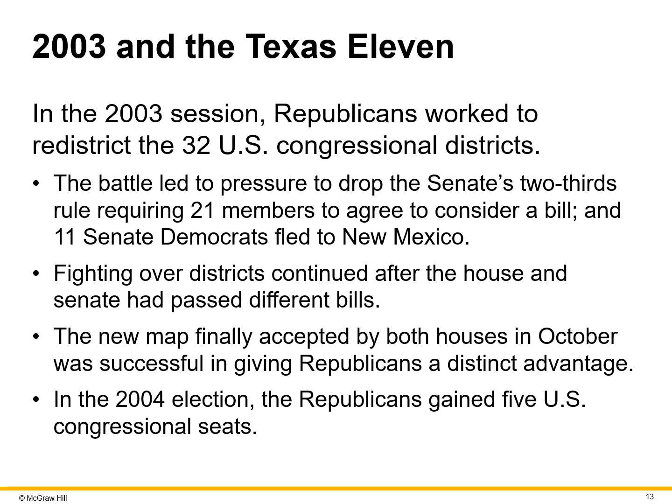In the 2003 session, Republicans worked to redistrict the 32 U.S. congressional districts. The battle led to pressure to drop the Senate's 2/3 rule requiring 21 members to agree to consider a bill, and 11 state senators fled to New Mexico. Fighting over districts continues after the House and the Senate passed different bills. The new map, finally accepted by both houses in October, was successful in giving Republicans a distinct advantage. In the 2004 election, the Republicans gained 5 U.S. congressional seats.